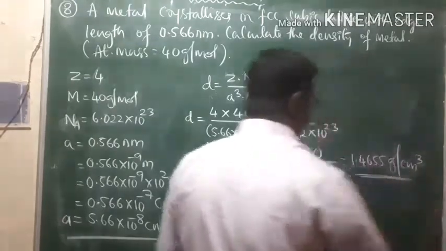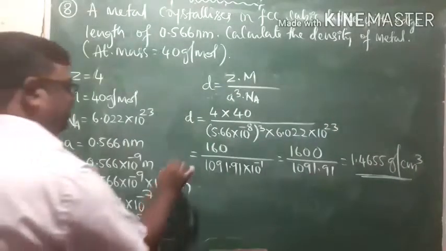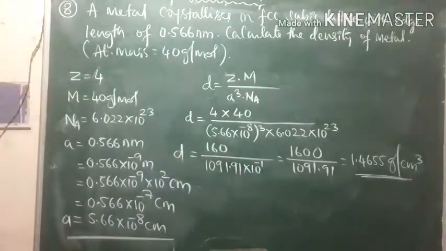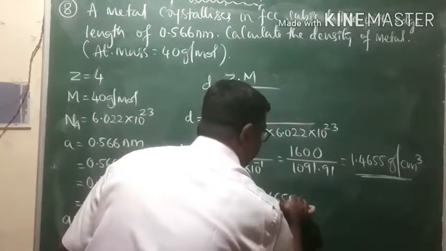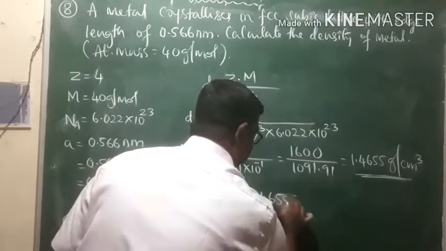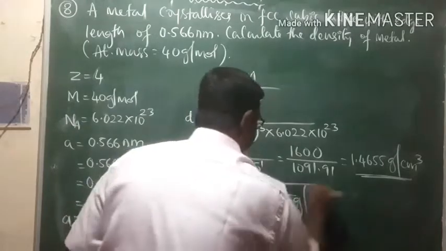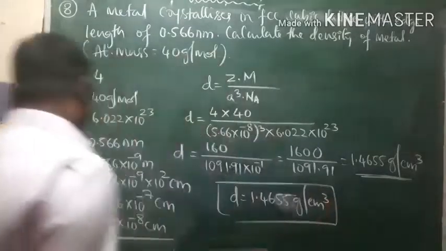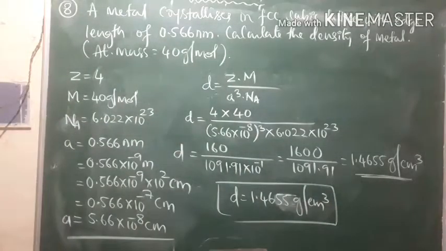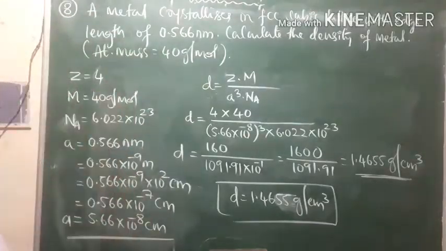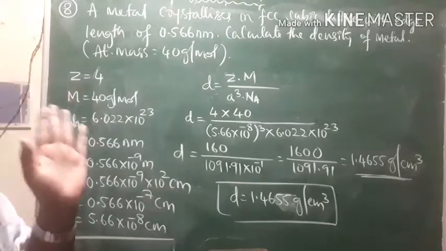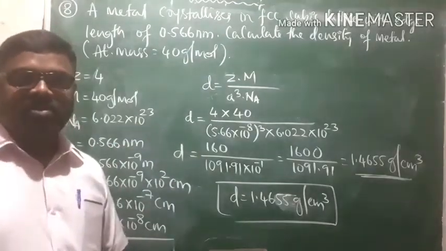So this is the density of that particular metal. Therefore the density is 1.4655 gram per cm cube. This is what we call the density calculations. You can practice this type of problems as far as density calculations are concerned. If you practice these problems, you can definitely expect 2 to 3 marks in the annual examination. So that is calculations on density.